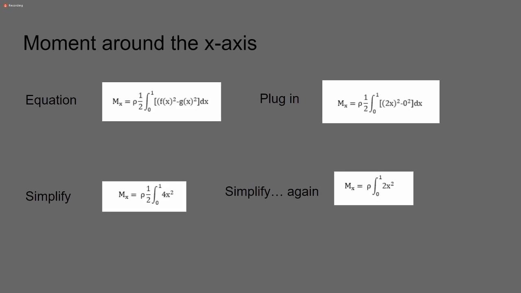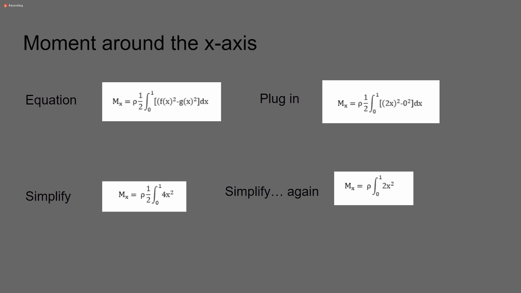The moment around the x-axis is found by the equation shown in the top left corner, which is rho, or the density, times 1/2, multiplied by the antiderivative of f of x squared minus g of x squared. So for now, we're going to plug in the equations that we have, which is rho times 1/2 the integral from 0 to 1 of (2x) squared minus 0 squared.